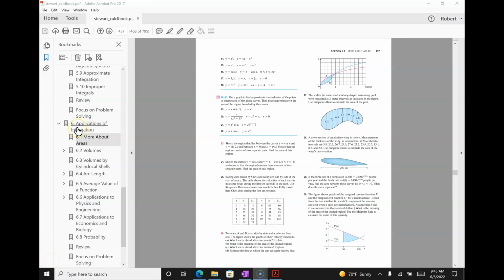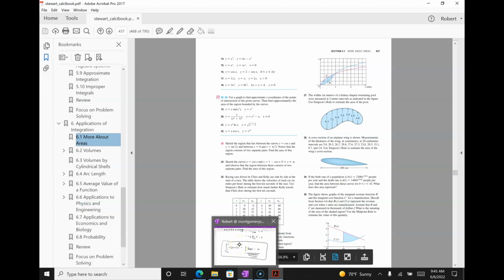If you take a quick look at my sidebar, I don't know if you can see it, but 6.1 is area, 6.2 is volume by the disk method, then volume by the shell method, then arc length, and then we're done with chapter 6. So we're only doing 4 sections. And you see there 6.6, 6.7, and 6.8 are projects.